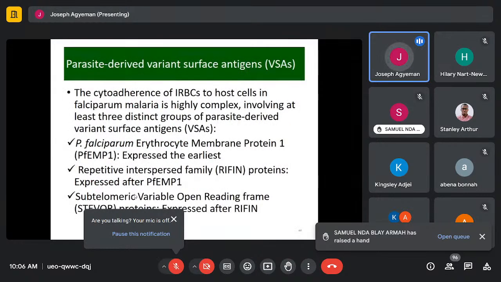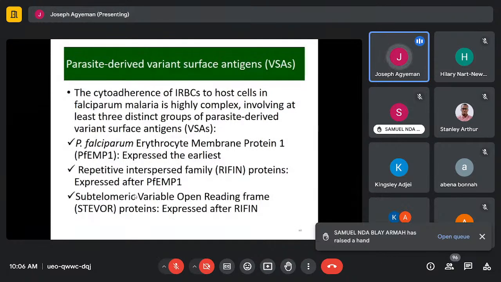So now, what are some of these proteins that will be expressed on the membrane of these infected red blood cells? So these proteins are together called the parasite-derived variant surface antigens. Those without the parasite will not express these proteins. Those with the parasite will express these proteins. The very first protein that is normally developed on P. falciparum infected red blood cells is called the P. falciparum erythrocyte membrane protein 1.